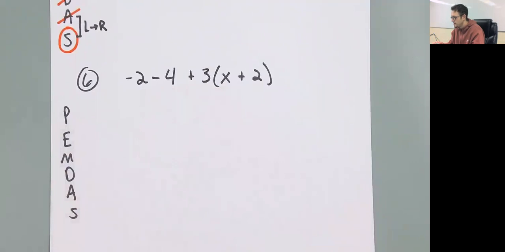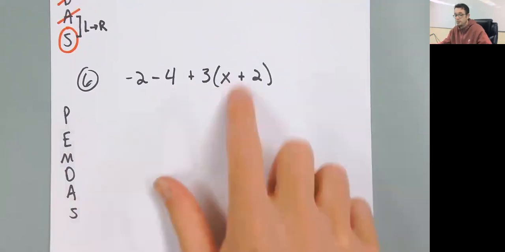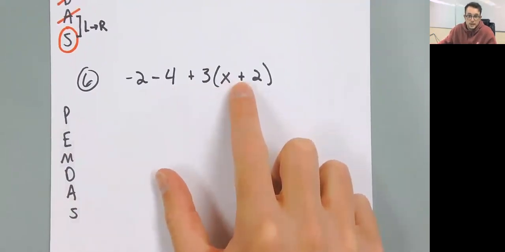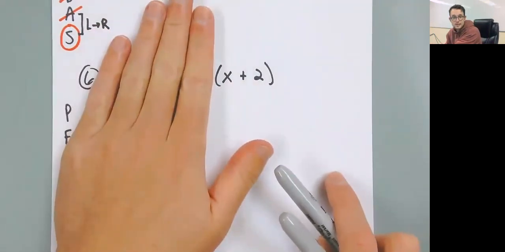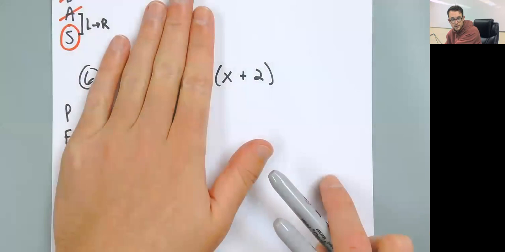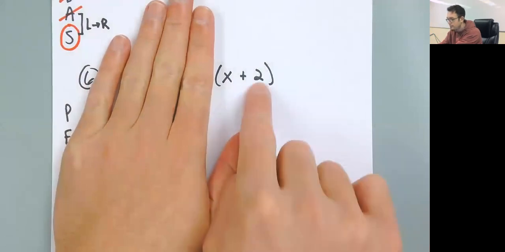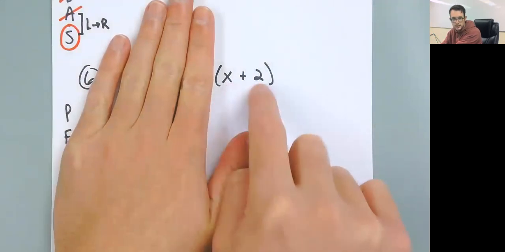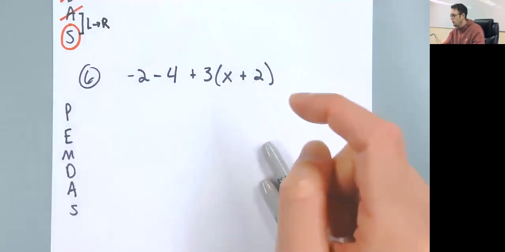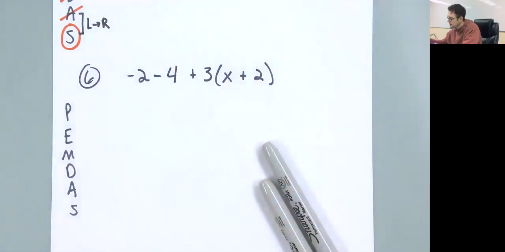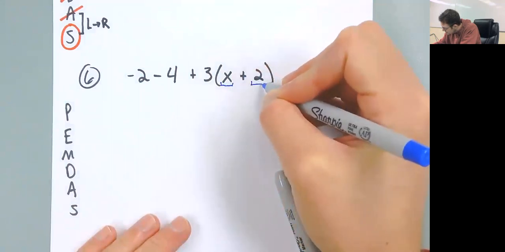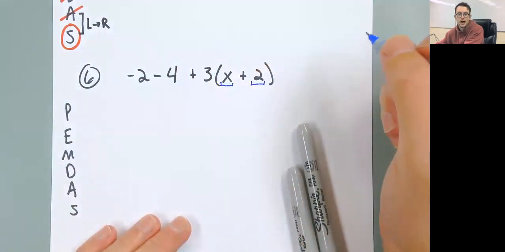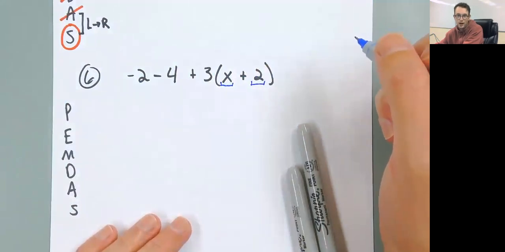So I look at PEMDAS. So the first thing, parentheses. This problem has parentheses. It does. However, can I simplify what's on the inside of those parentheses? Can I combine the x and the 2? Or are these two separate unlike terms? They're not like terms, so you cannot combine them.